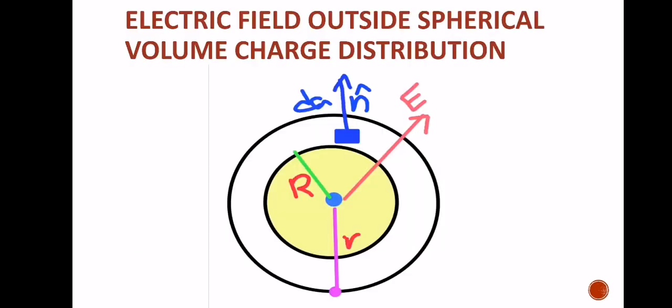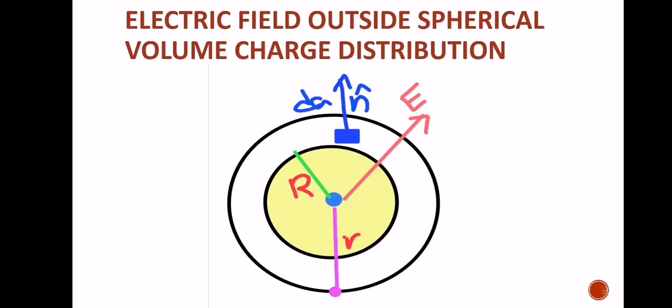Now, first of all, what is Gauss's law? Gauss's law states that electric flux passing through any closed surface is equal to 1 over epsilon naught times the charge enclosed by that surface. Now first, electric field outside spherical volume charge distribution.